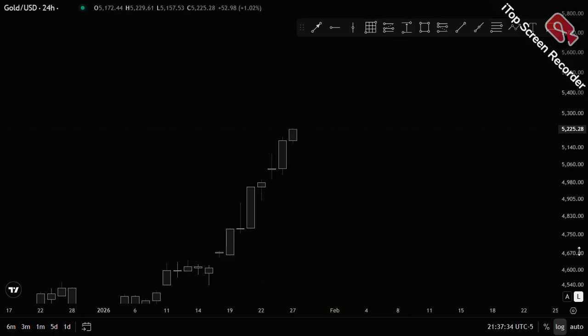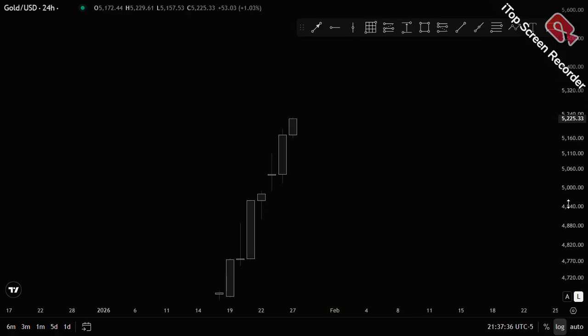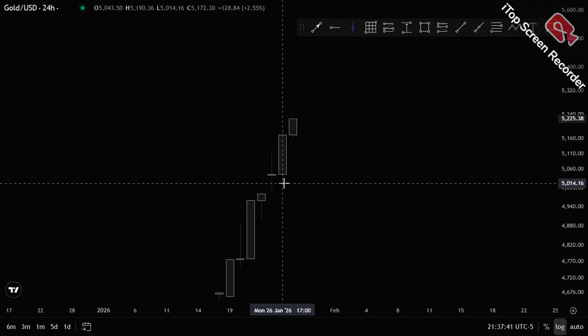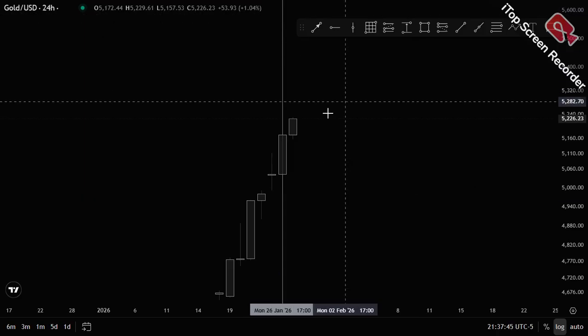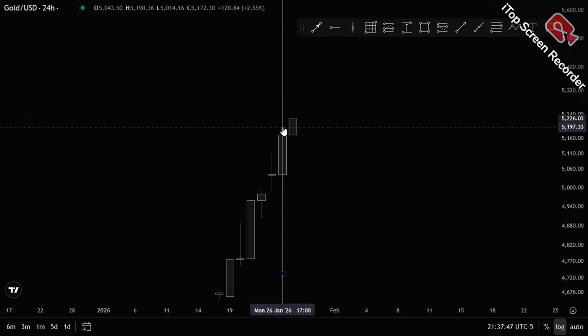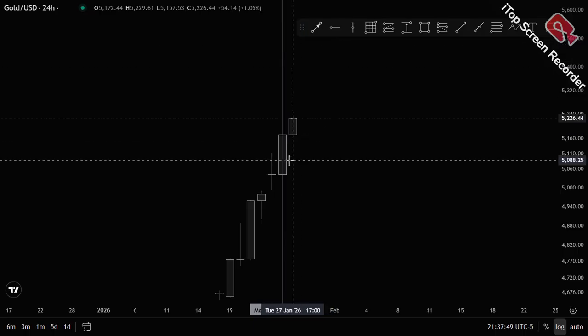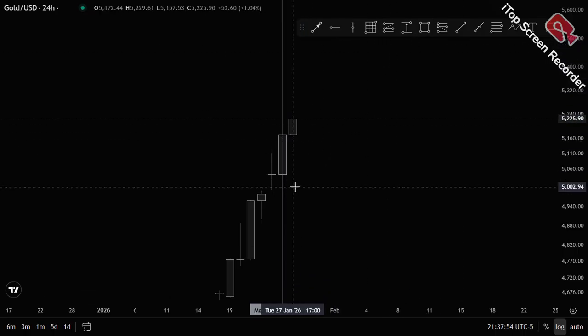So the strategy is going to be based on three steps. First step is to find our rejection. That's the first step. And this is the candle of yesterday when I took the trade. So the first thing we do is we find the rejection.